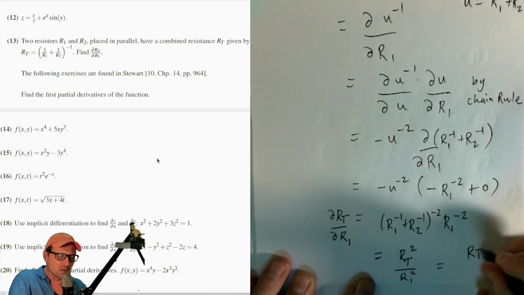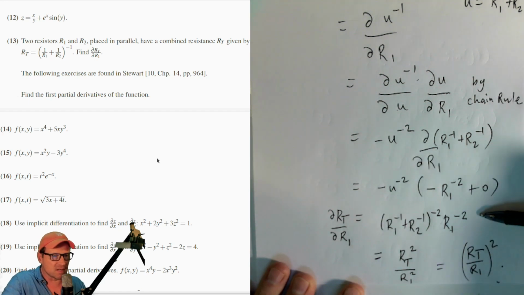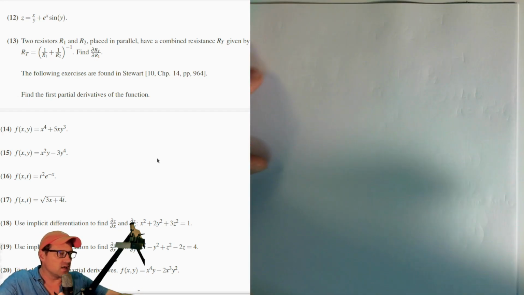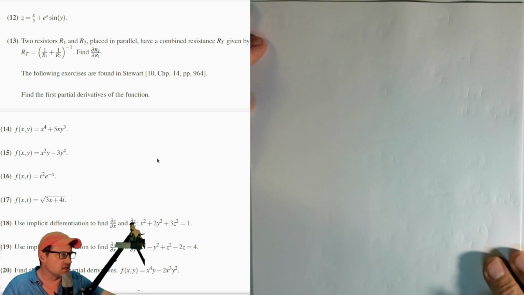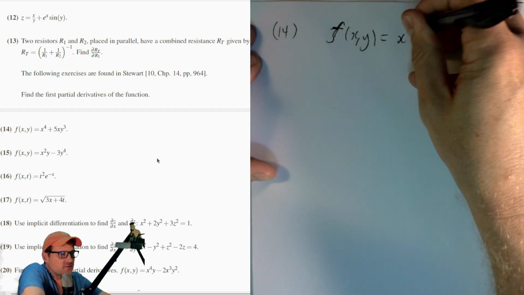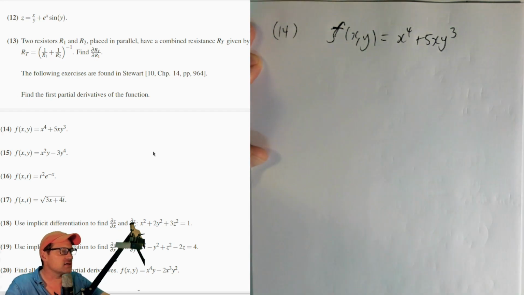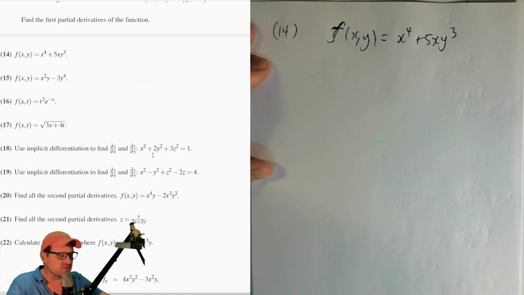And so in other words, (R_T over R_1) all squared. That's another way to write it, but this up here is perfectly fine. Okay, question 14. We have f of x and y is x to the 4th plus 5xy cubed. And so we are asked to find the first partial derivatives of the function.